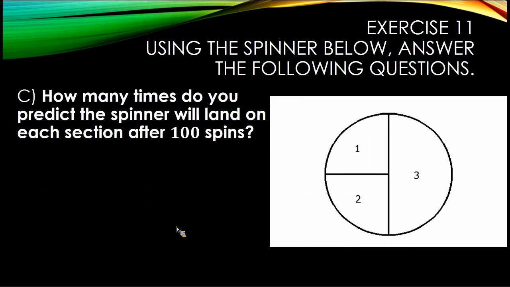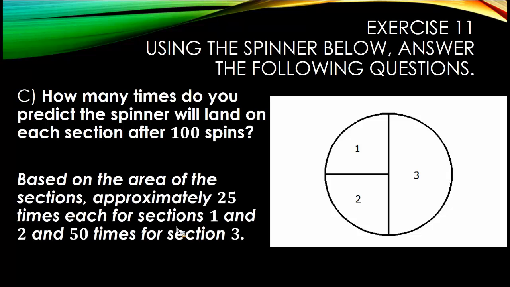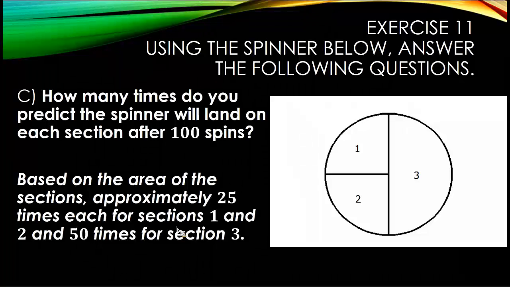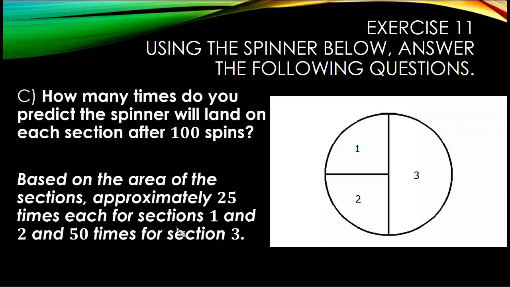Part C. How many times do you predict the spinner will land on each section after 100 spins? So let's make a prediction. Well, based on the area of the sections, approximately 25 times each for sections 1 and 2, because section 1 is a quarter of the whole circle. Section 2 is a quarter of the whole circle. Section 3 is half of the whole circle. So section 1, about 25 times, section 2 about 25 times, and section 3 about 50 times.